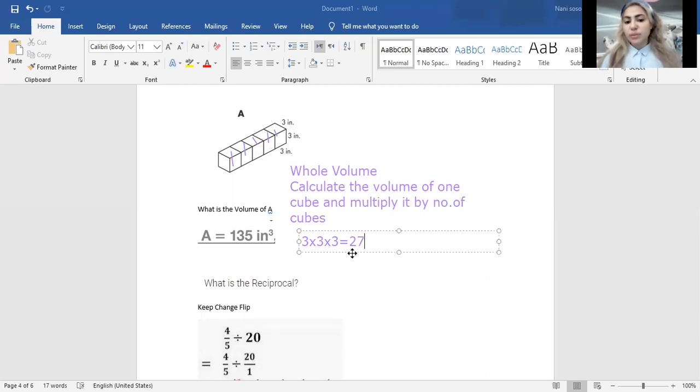I will multiply it by the number of cubes. How many cubes do I have? I have 5 cubes. So 27 multiply 5 equals 135 what? Inch cube. Don't forget inch cube. So let me write it here, inch cube.